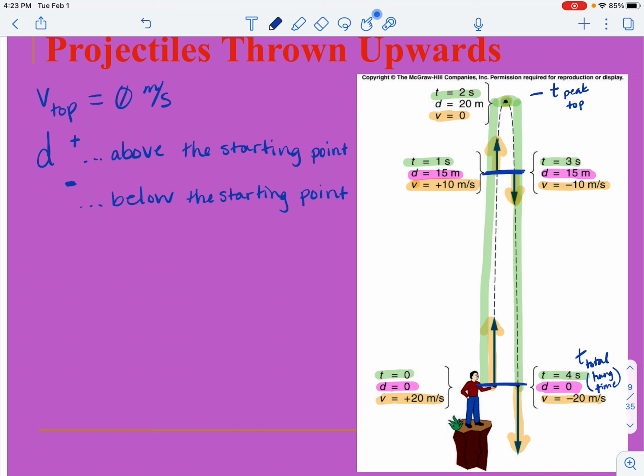The time that it took to reach the peak or to reach the highest point was only 2 seconds. Well, if we think about that, a total time of 4, time to the top of only 2, that's half of the time. So we are sometimes going to also refer to this as our t half because it is only halfway through its physical motion.